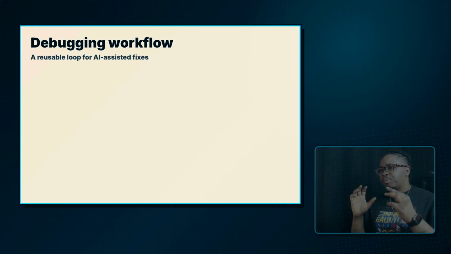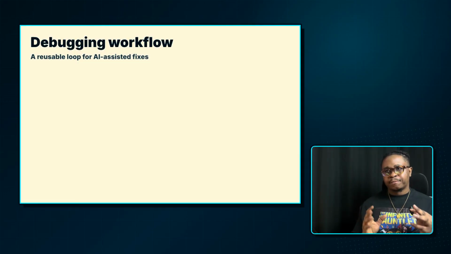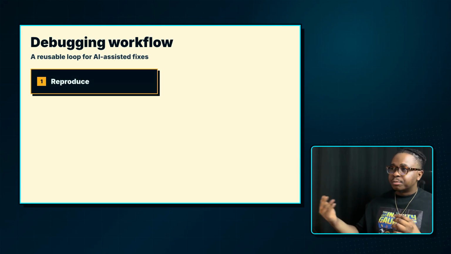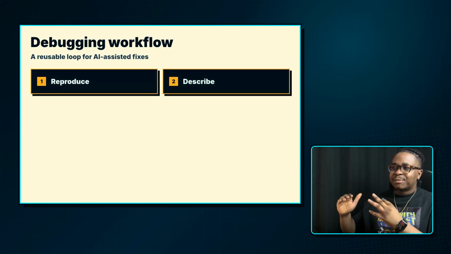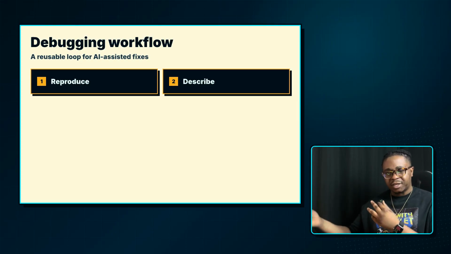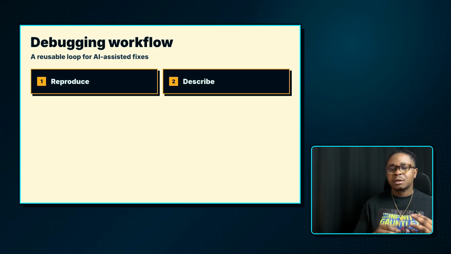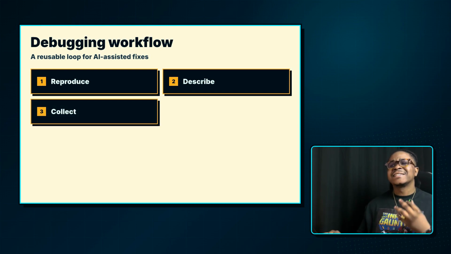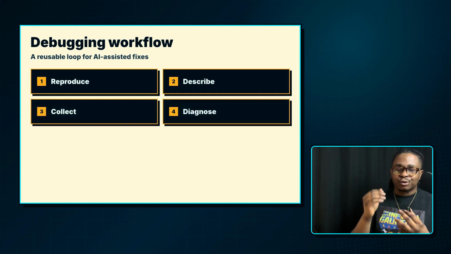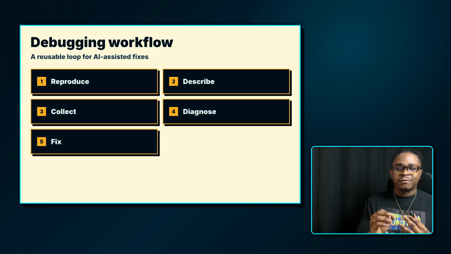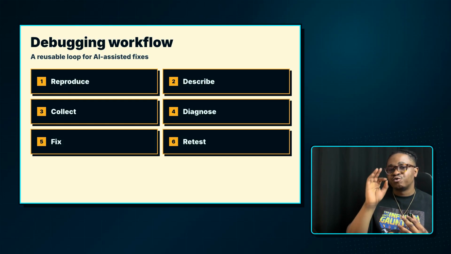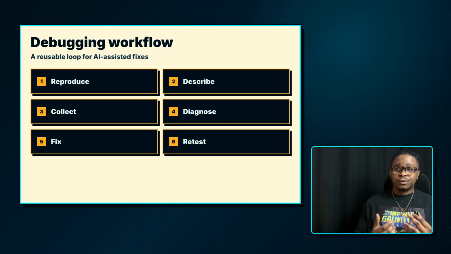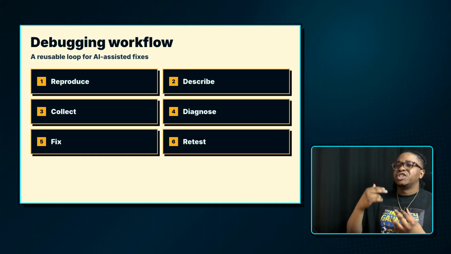So here is the debugging workflow I want you to remember. Step 1, reproduce the bug, make it happen again. Step 2, write the expected behavior and actual behavior. Step 3, collect the errors or the smallest relevant code. Then step 4, ask AI to diagnose before fixing. Step 5, apply one small fix. And step 6, retest. And if it still fails, repeat the loop with the new evidence.